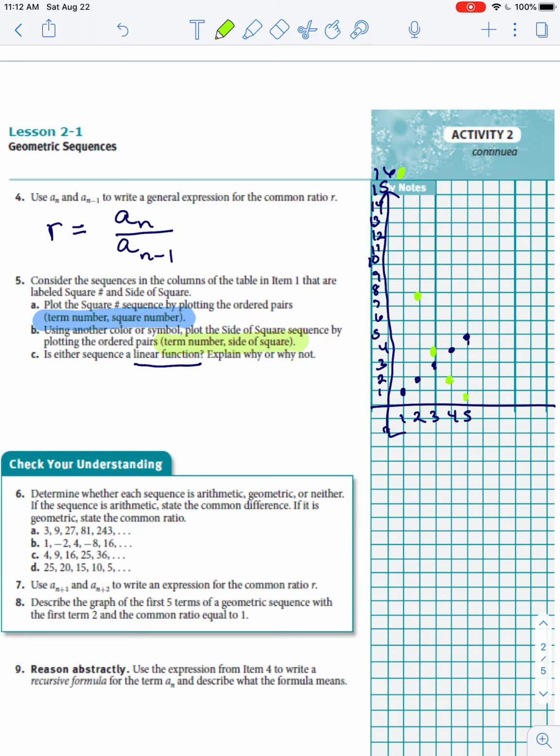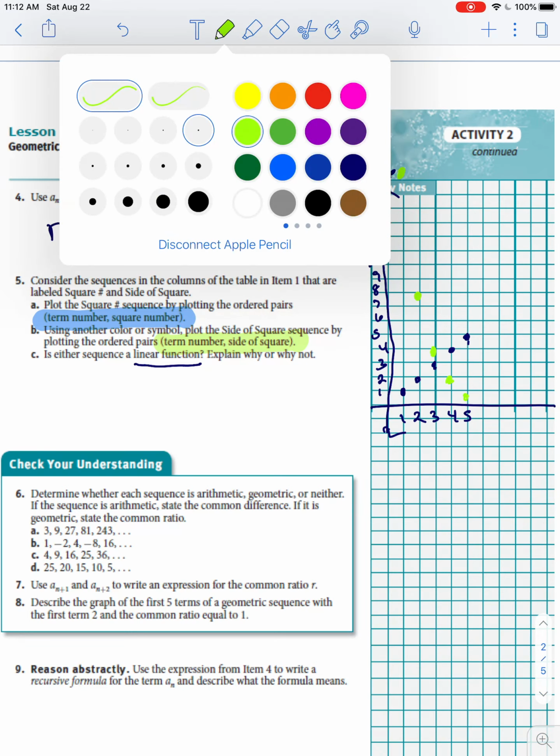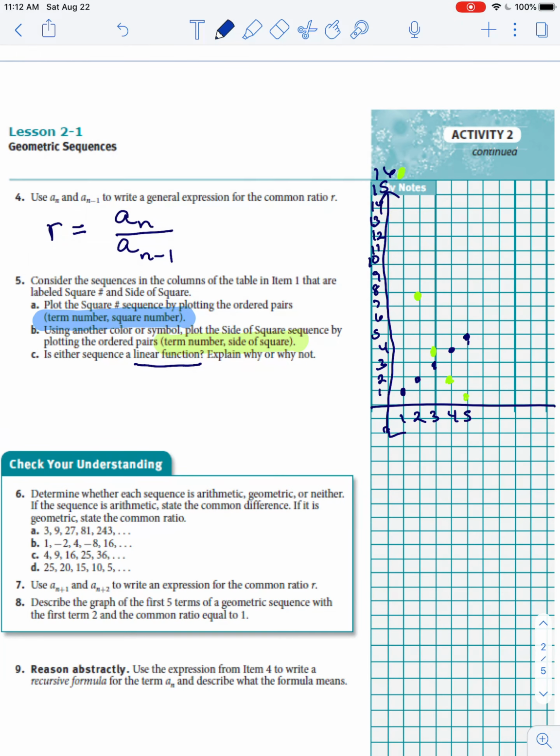And so that is not a linear sequence. That is a curve. So we got a chance to look at the difference between the arithmetic graph, which is linear, and the geometric graph, which is not going to be linear. The linear sequence was the arithmetic one, because there was a common difference.